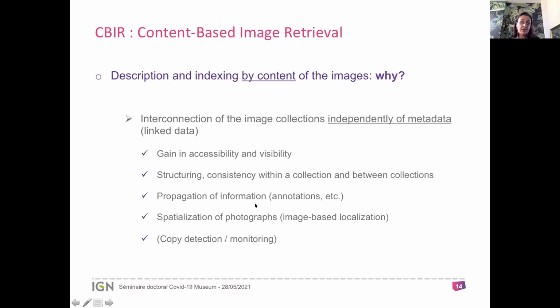You can also, as an extension of annotation, spatialize the photograph. You can provide information of localization on the images while you did not have this information before. And another example here, I don't work on this topic at IGN, but I worked a lot on it before I was at IGN. So I put it here in parentheses, but I have examples to show also. You can use these tools for copy detection and monitoring of images. So I have put this list here because I think it represents tools and applications which can be relevant for a museum.